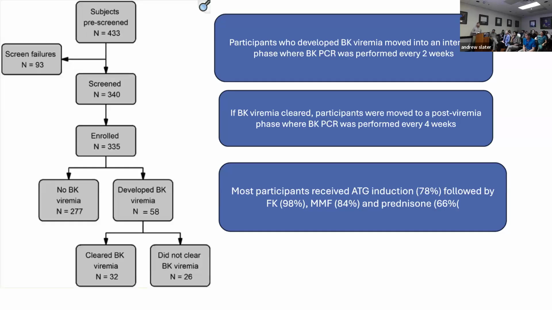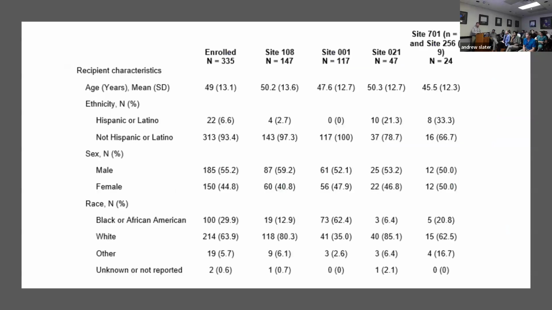So most participants received ATG, followed by FK, mycophenolate, and prednisone. Here's just a demographic table of the participants across the 6 centers. Pretty standard. Looks like us.